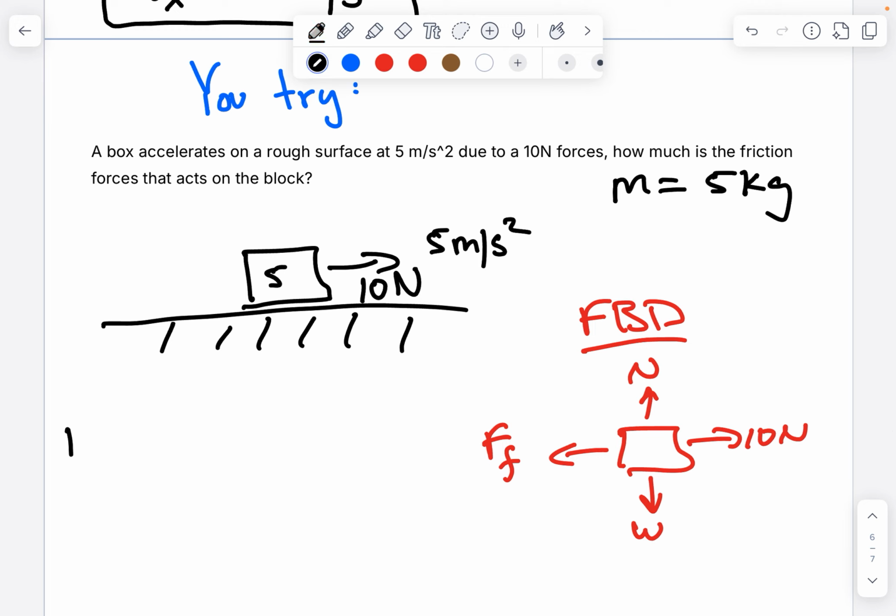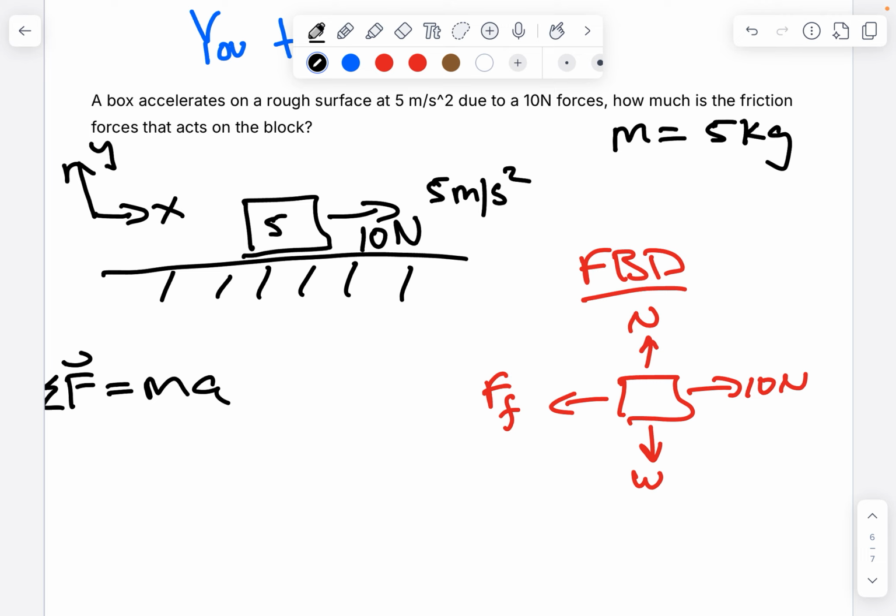Let's plug it into our formula. So the sum of forces is equal to mass times acceleration. Again, remember your coordinate system. You have your x and your y. We only accelerate in the x direction as we drew here. The 5 meters per second squared goes in the x. So I'm going to solve only in the x direction. So we don't need to worry about the normal force or the weight force for this problem.